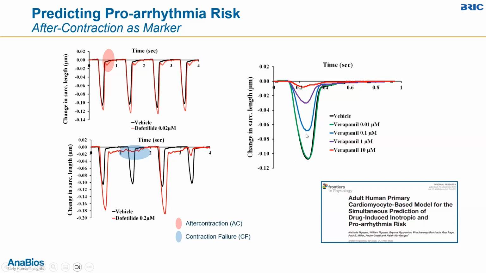However, we were able to see the effect of verapamil on contractility because it is a calcium channel inhibitor. So this is how we use the models and the after contraction and sarcomere shortening to differentiate the proarrhythmic drugs from non-proarrhythmic drugs, and to differentiate the compounds with effect on contractility from compounds with no effect on contractility.